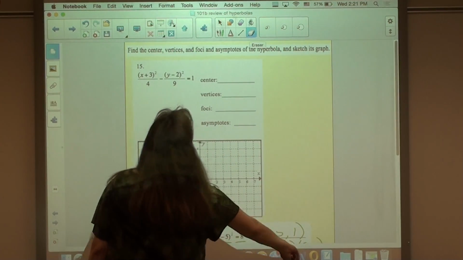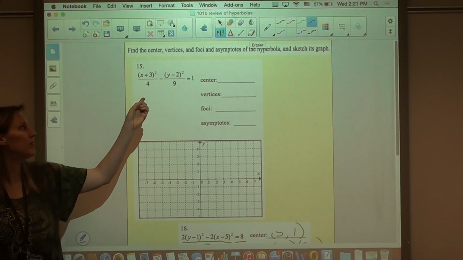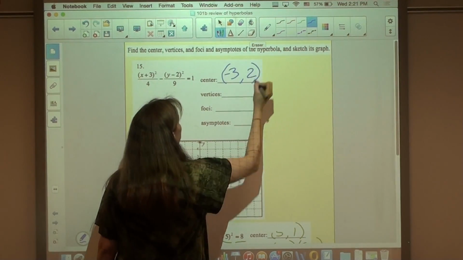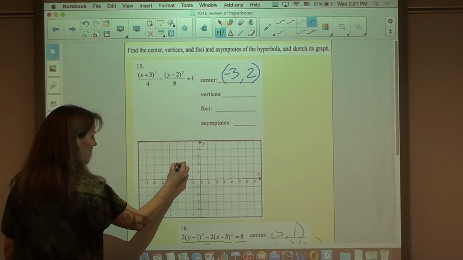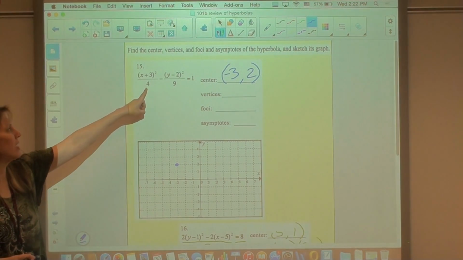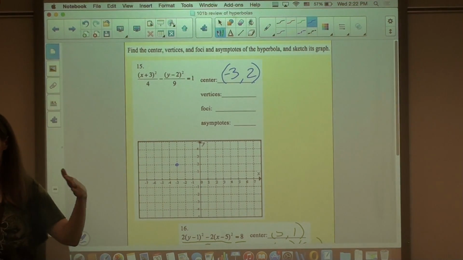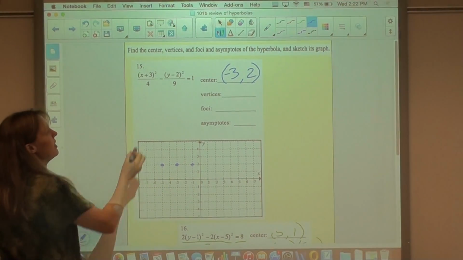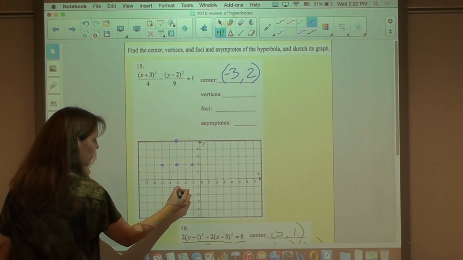So here we go, walking through the first example. What's the center? -3, 2, right? The center is the same for all these problems. The first thing I always do is plot the center. -3, 2, there's our center. The number under the x tells you how far left or right to go. So from the center, we go out 2 in each direction: left 2, right 2. The number under the y tells you how far up or down to go. So we go up 3, down 3.